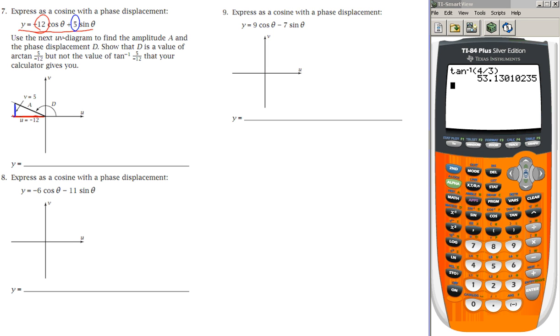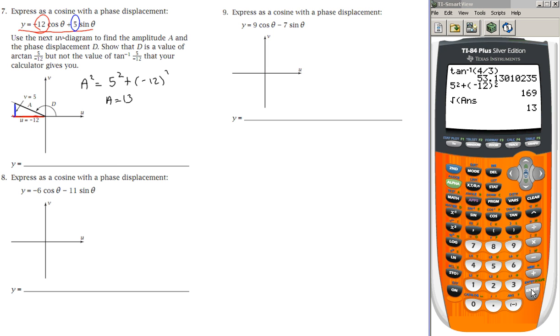So let's use the Pythagorean theorem to figure out what the amplitude of this is. So I know that A squared is going to be equal to 5 squared plus negative 12 squared, which you may actually know this is a Pythagorean triple, but let's go ahead and do it on our calculator just in case. 5 squared plus negative 12 squared is equal to 169. Square root of that is 13. So this is equal to 13. So that's my amplitude.